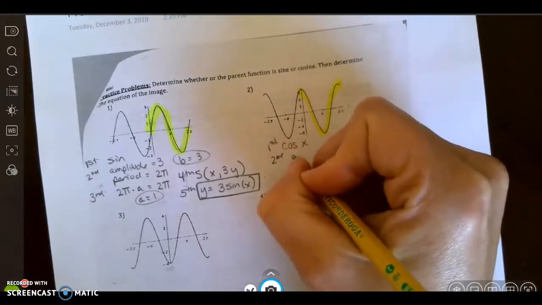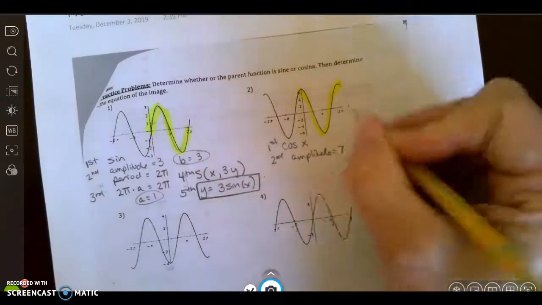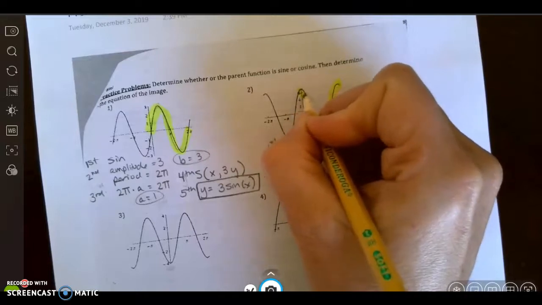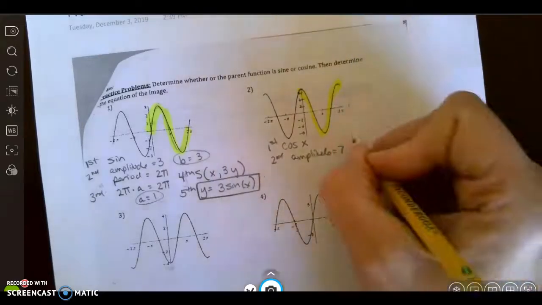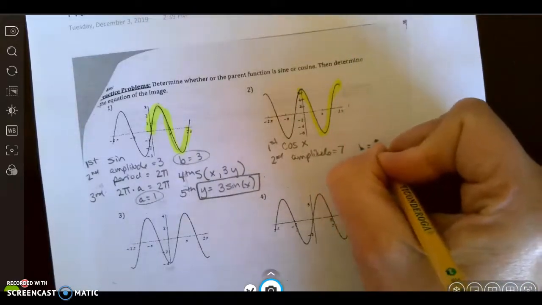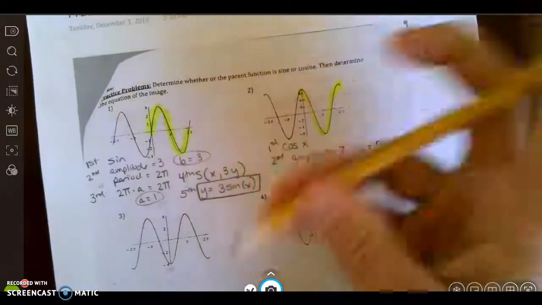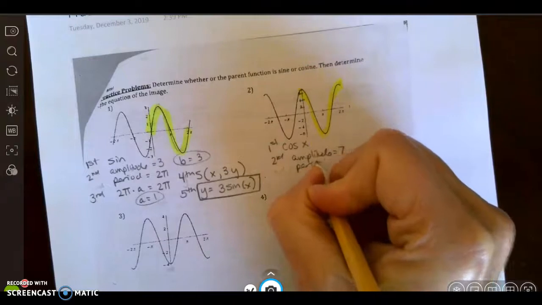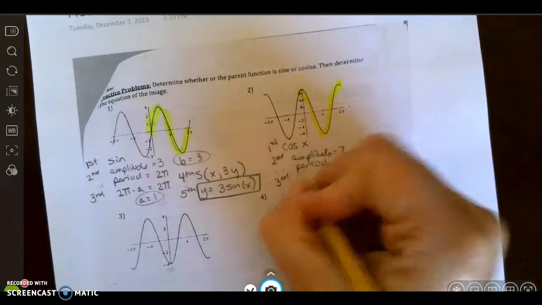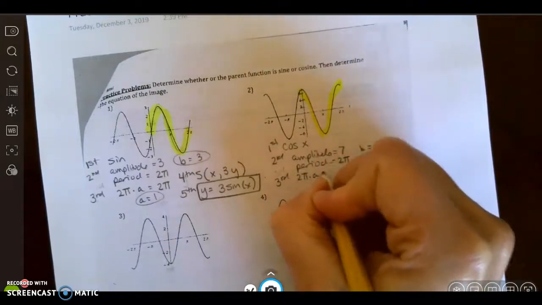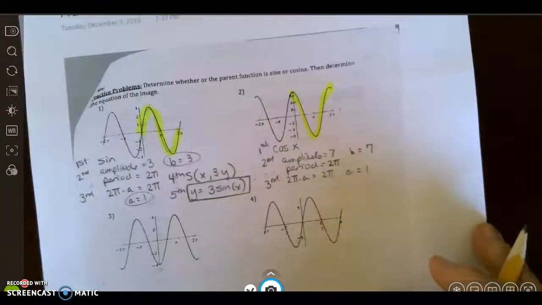So I'm going to say that my amplitude is 7. Because it looks like if this is 6, that would be 7, because these are counting 2, 4, 6, and not at 8, so it must be at 7. So my b value is 7. My period is still 2 pi. So my third step, 2 pi times a equals my new period. So a is simply 1.